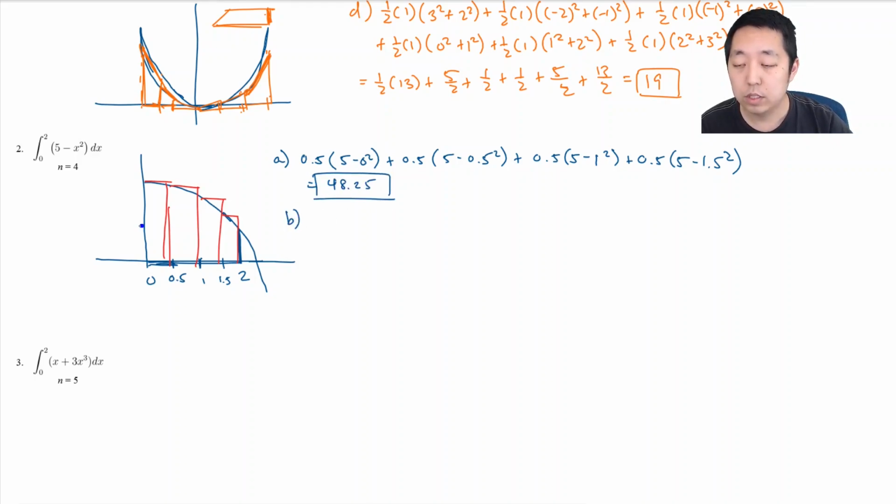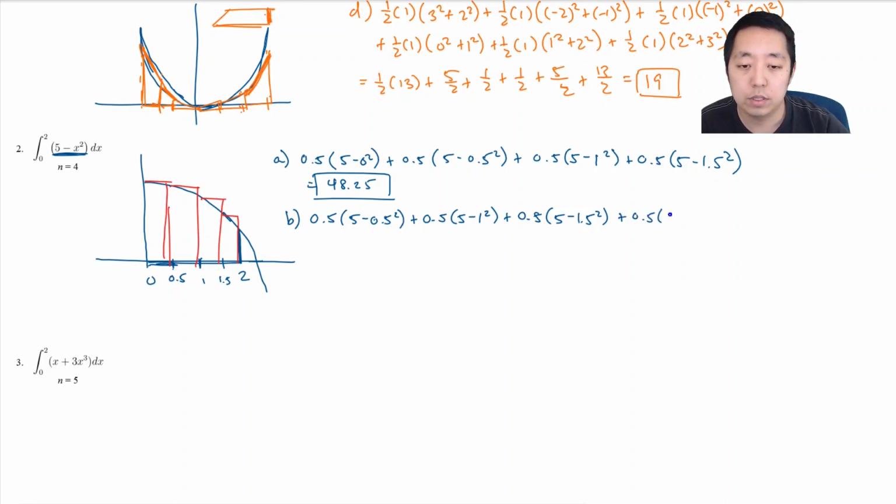Okay. So for the right point, I'm going to do the exact same thing, except I'm going to use 0.5, 1, 1.5, and 2. I'm not going to use this 0 point, because this 0 is not the right end of any rectangle. I would use this point, this point, this point, and this point. Okay, so it's going to be 0.5 times 5 minus 0.5 squared plus 0.5 times 5 minus 1 squared plus 0.5 times 5 minus 1.5 squared. Hopefully it makes sense. This 5 minus something squared is just the height, the y value. 5 minus 2 squared. And so we're going to do 5 times 4.